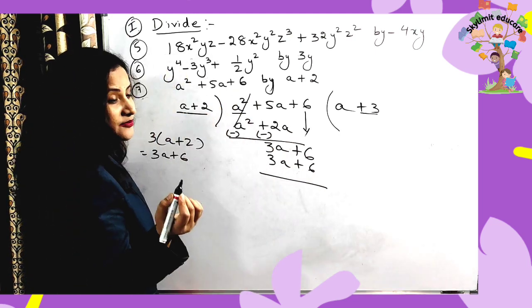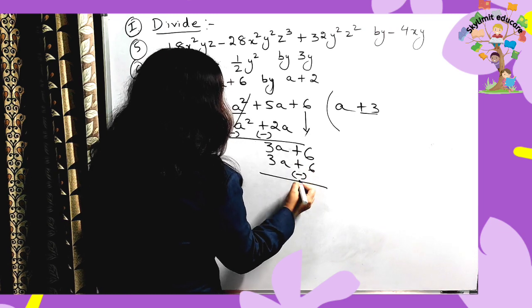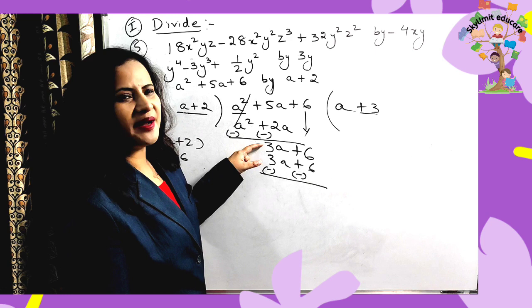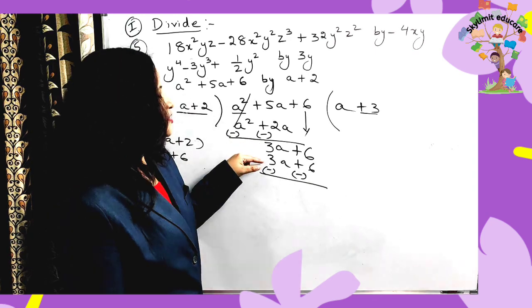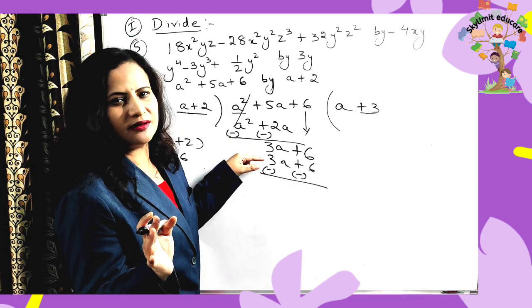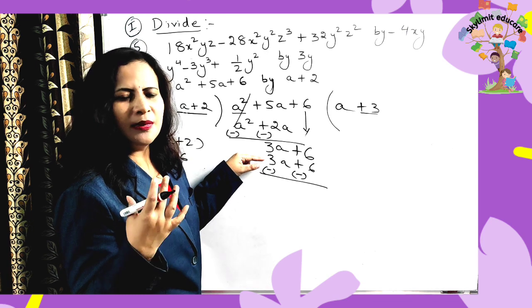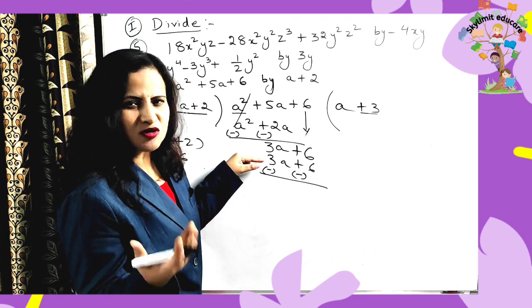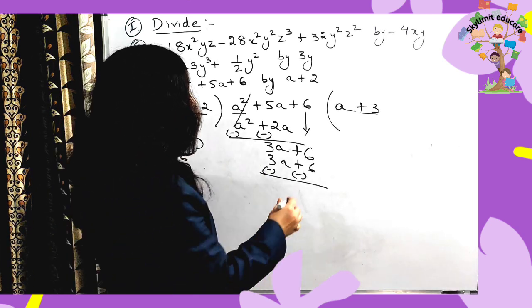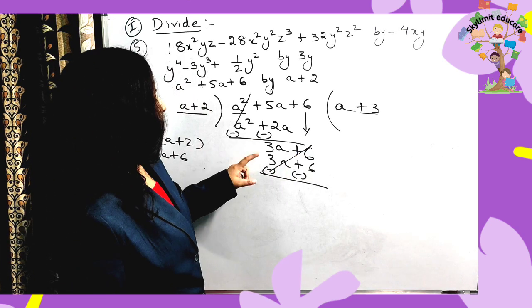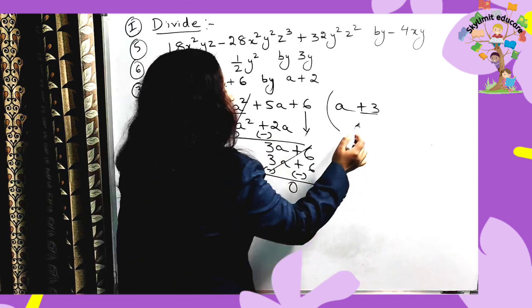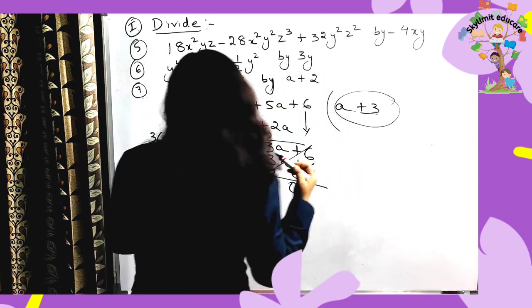Now subtraction: plus 6 becomes minus, plus 3a becomes minus. The minuend remains plus 3a only. While subtracting, the minuend side doesn't change, the subtrahend sign changes, or not? The subtrahend sign becomes opposite. So as a whole, 3a minus 3a cancels, 6 minus 6 cancels out, 0. So what is the answer you have got? A plus 3.